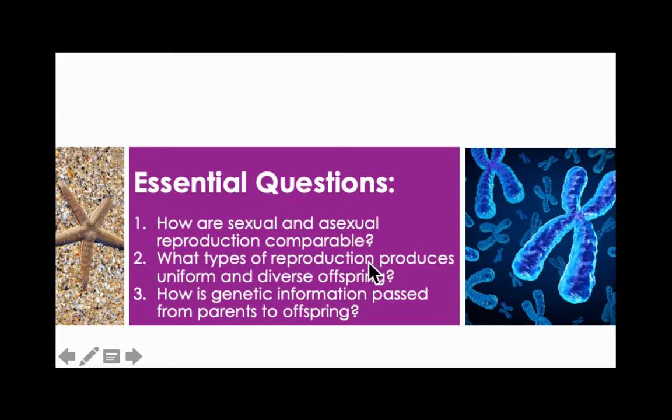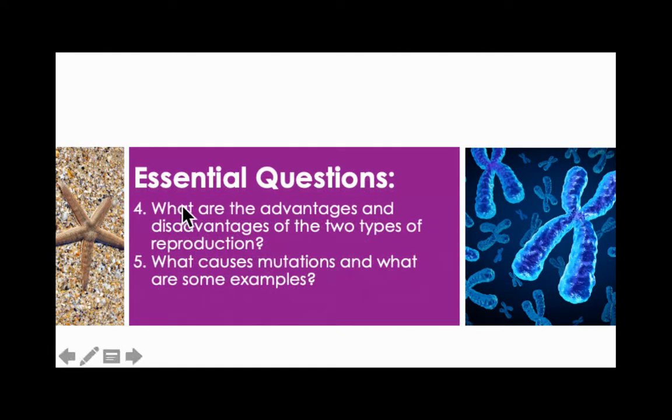What types of reproduction produce uniform and diverse offspring? How is genetic information passed from parents to offspring? Not to mention, what are the advantages and disadvantages of the two types of reproduction? What causes mutations? And what are some examples?